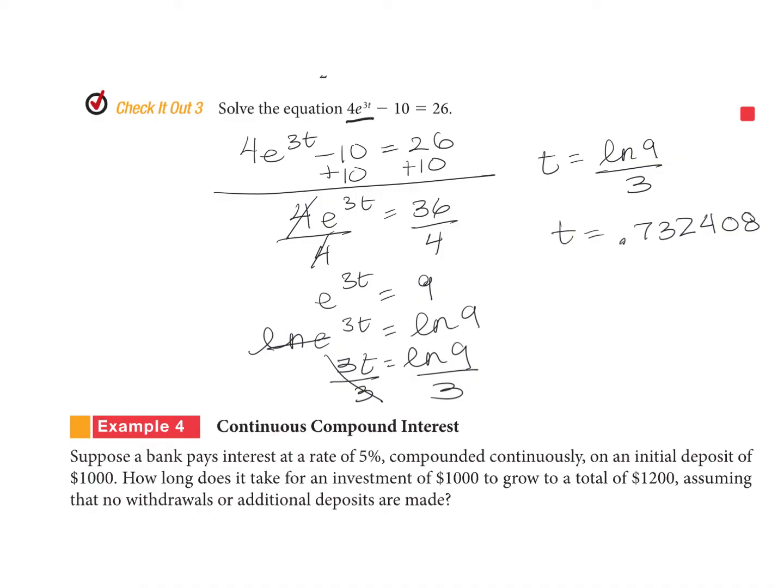4 times e raised to 3 times that answer, minus 10. Get exactly 26. Right?